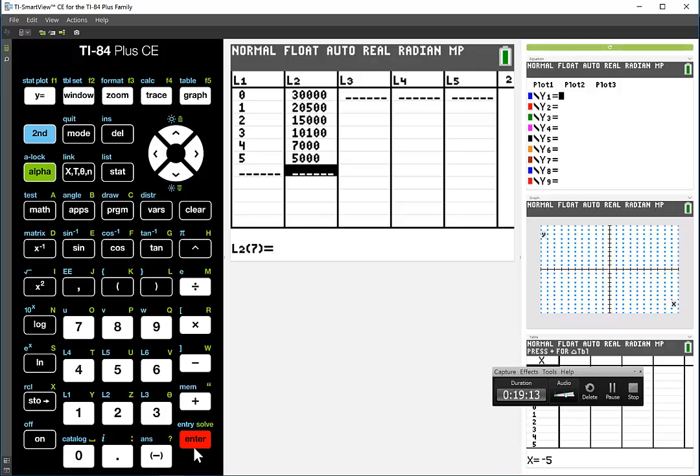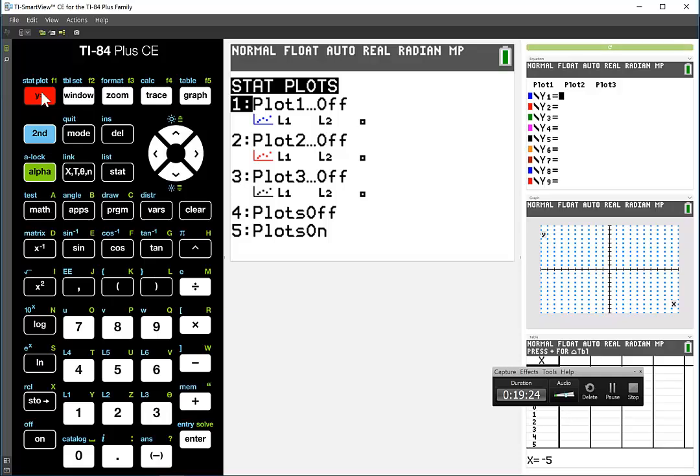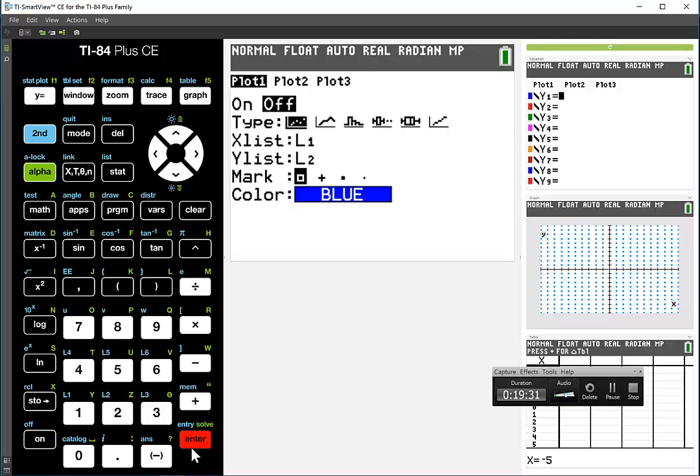All right, our next thing is we're going to hit the button Second and then Stat Plot. Stat Plot is right up here above the Y equals. So Second, Stat Plot, and that's going to take us into the Stats function. We're going to choose option 1, which is already there, and then press Enter. Now, you need to go up to the top where it says Plot 1 and hit Enter. You need to make sure that is black and selected, and then go down to where it says On Off and hit Enter again to make sure this is turned on.